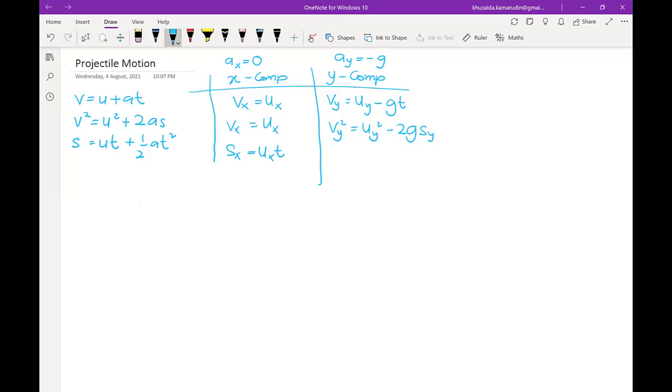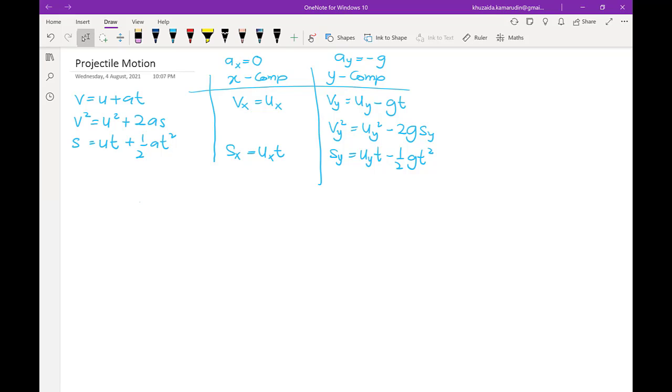Alright, and the last equation, you have Sx equals Uxt. Half AT squared tu hilang sebab A equals 0. And for Y component, you have Sy equals Uyt minus half GT square. Okay, so now you have the equations for X component and also Y component. Saya padamkan dekat sini so that you will see that for X component you only have 2 equations, for Y component you have 3 equations. So ini je equation yang kita akan guna balik again and again. Alright, selesai for that one.